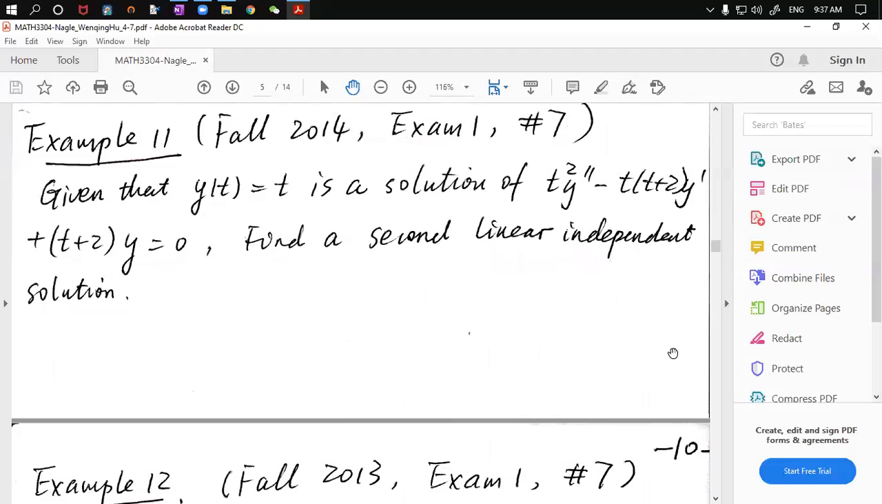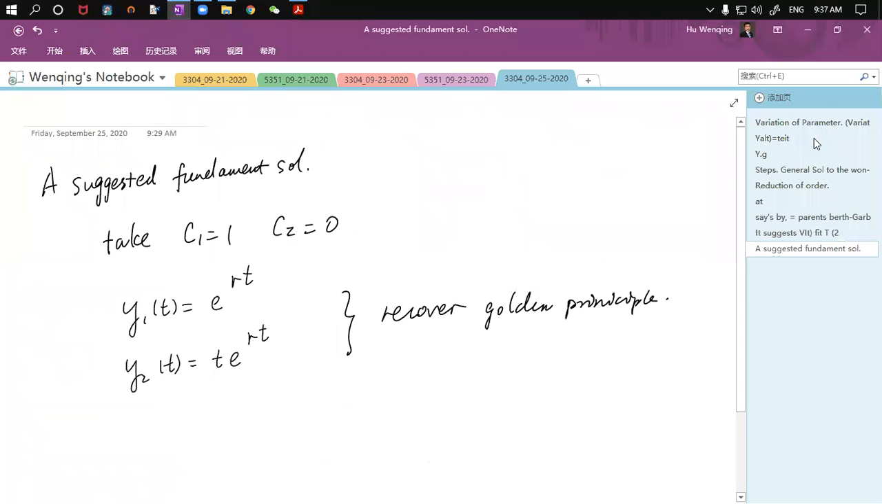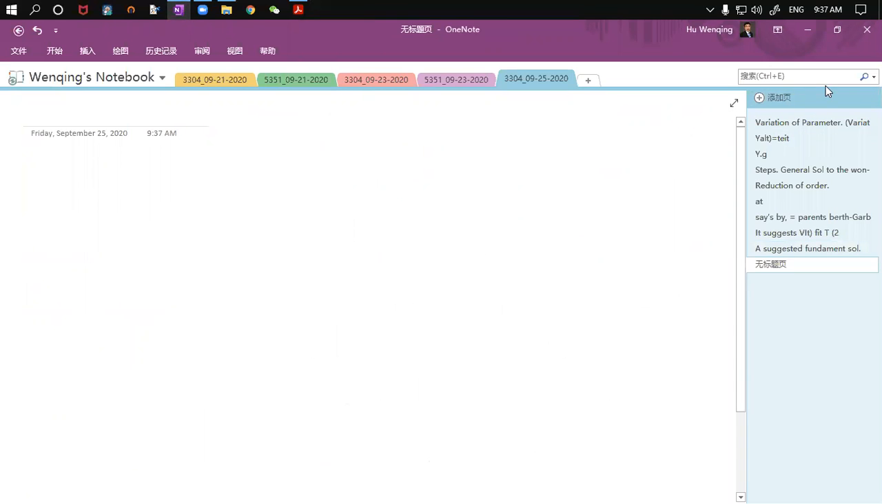Okay, so let me show you a very nice example. The example says that given y(t), so this is very general. As I said, the reason why we want to learn the method of reduction of order is that it has a much more general power.